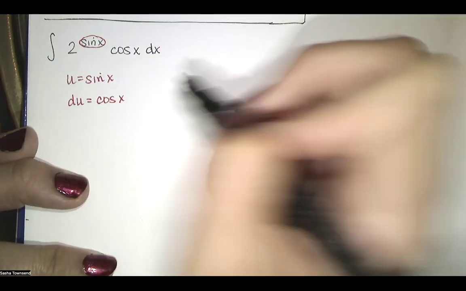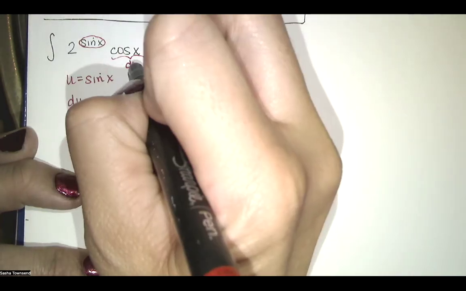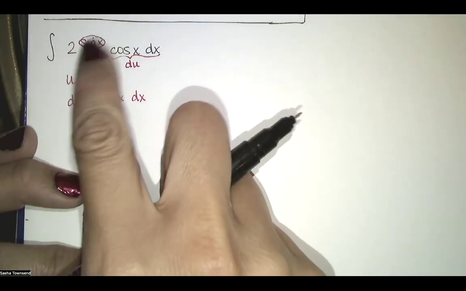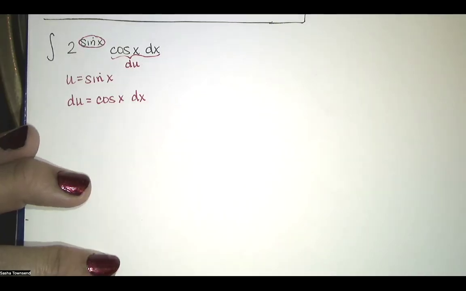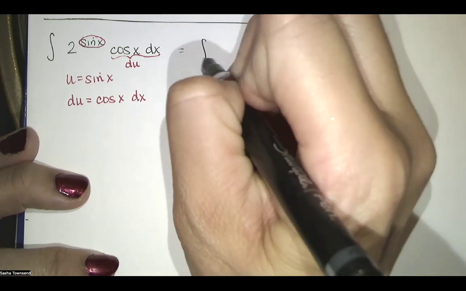Then du will be the derivative of sine of x, which is cosine of x, times dx. And I actually have that exact factor right there. So this is a 2 to the u times a du. It's very easy to write the integral entirely in terms of u.